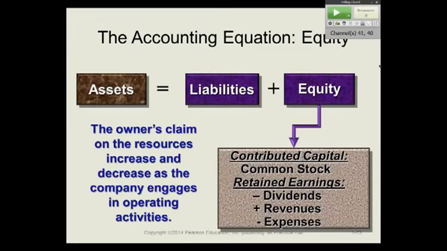Now, what's the difference between dividends and expenses? When we look at retained earnings, we're going to see that retained earnings will go up by revenue. It will go down by expenses. And it will go down by dividends. If I combine revenues and expenses, it gives you profit or loss. So this is your net income or loss for the period.